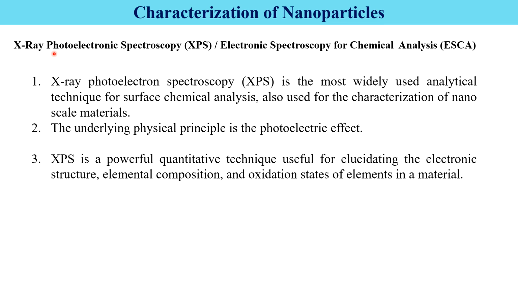The next technique is X-ray photoelectron spectroscopy, that is XPS, or electron spectroscopy for chemical analysis. XPS is the most widely used analytical technique for surface chemical analysis, also used for characterization of nanoscale materials. The underlying physical principle is the photoelectric effect. XPS is a powerful quantitative technique useful for elucidating the electronic structure, elemental composition, and oxidation states of elements in the material.